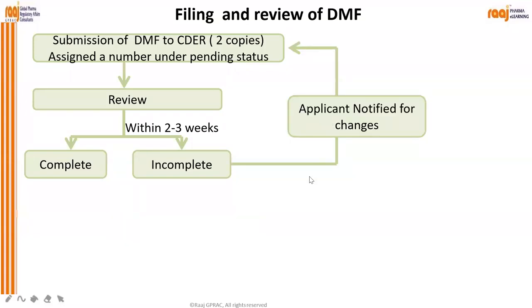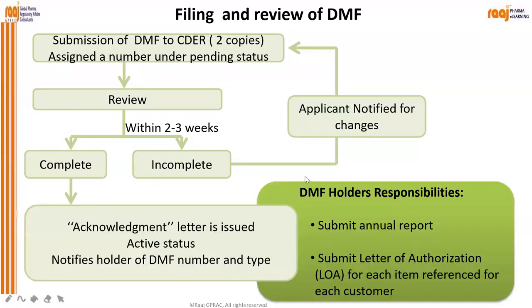So once you send the application, you get the acknowledgement letter from USFDA, and you get the DMF number. Each DMF holder has to submit the annual report, and submit a letter of authorization for each item, reference for each customer. Suppose you have one DMF, but your customers could be 100. So each customer should get that LOA, the letter of authorization.